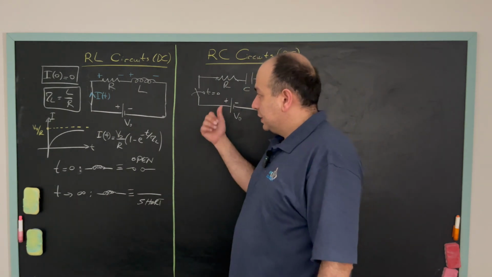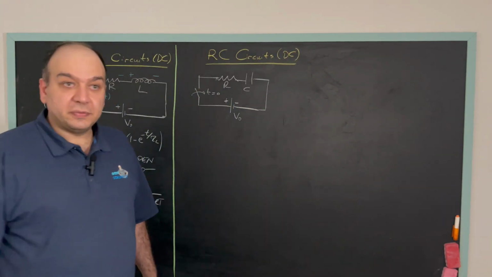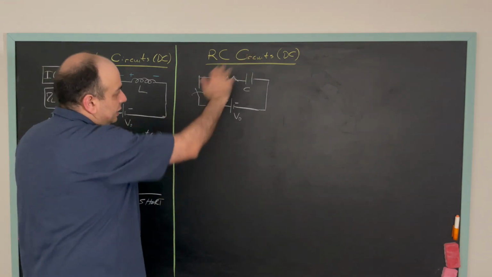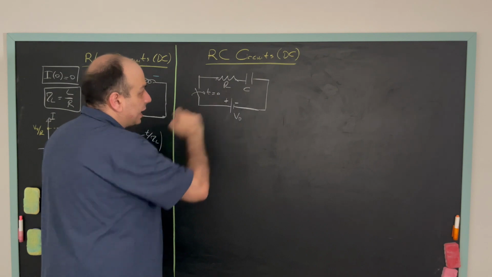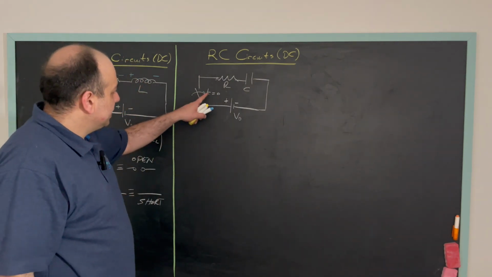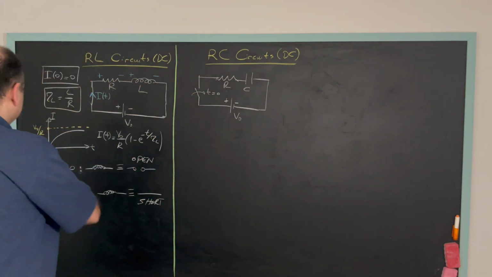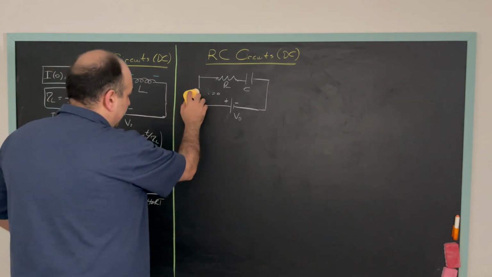So now the next example that we will discuss is the RC circuits, where now we have a resistor and a capacitor. When time t is equal to 0, we close the switch and we let the current run.